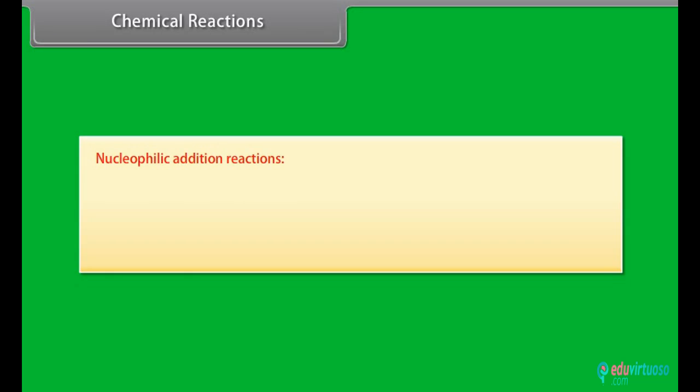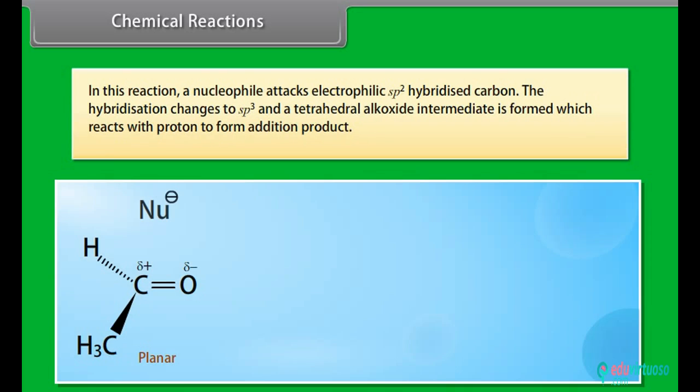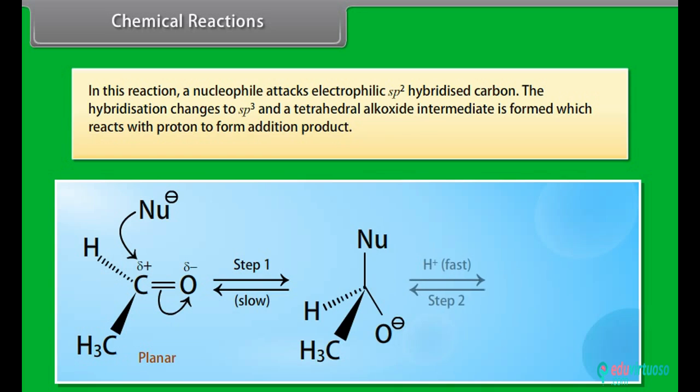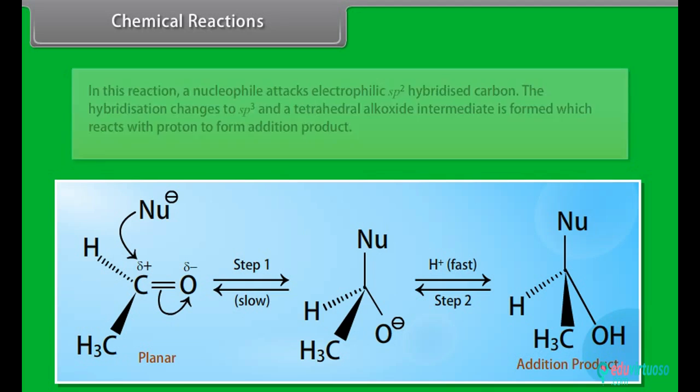Chemical reactions. Nucleophilic addition reactions. Mechanism of nucleophilic addition reactions. Those addition reactions which are initiated by nucleophile are called nucleophilic addition reactions. In this reaction, a nucleophile attacks electrophilic sp2 hybridized carbon. The hybridization changes to sp3 and a tetrahedral alkoxide intermediate is formed which reacts with proton to form addition product.